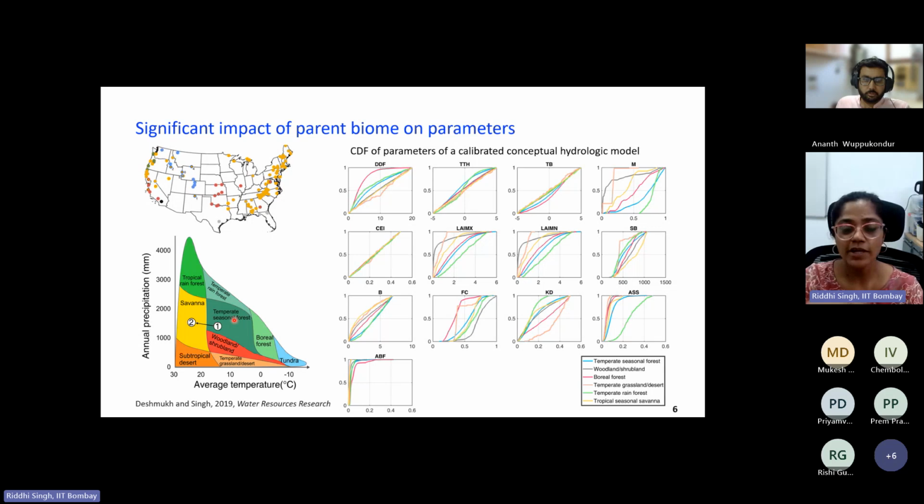Because if the parameters don't have a specific biome imprint, then it doesn't matter, and calibration shouldn't be affected by changing climate. But instead, we found differences in the parameters of this parsimonious hydrological model, the snow parameters and the soil parameters. These are all the parameters of the calibrated model, and the colors show the cumulative distribution function for each biome. We saw a difference, and this proved the hypothesis that there is an impact of climate on the parameters themselves.